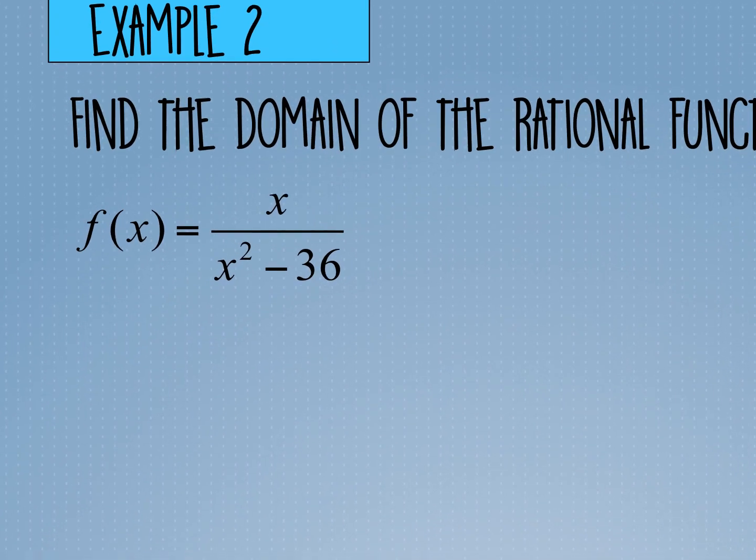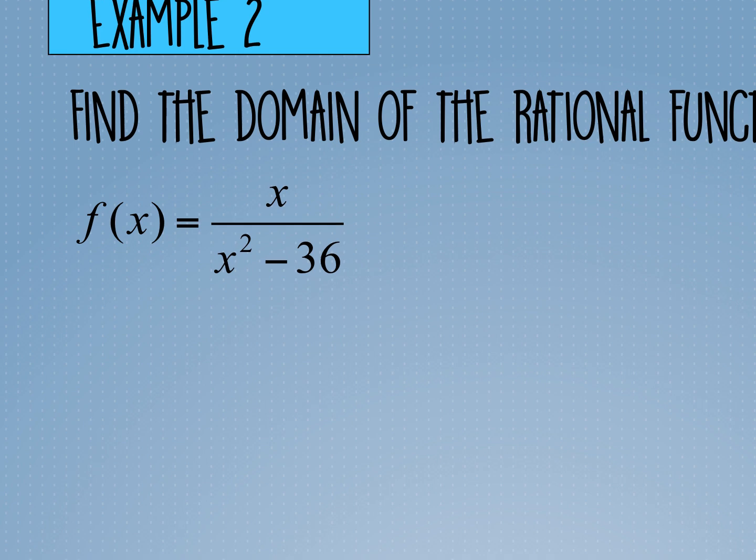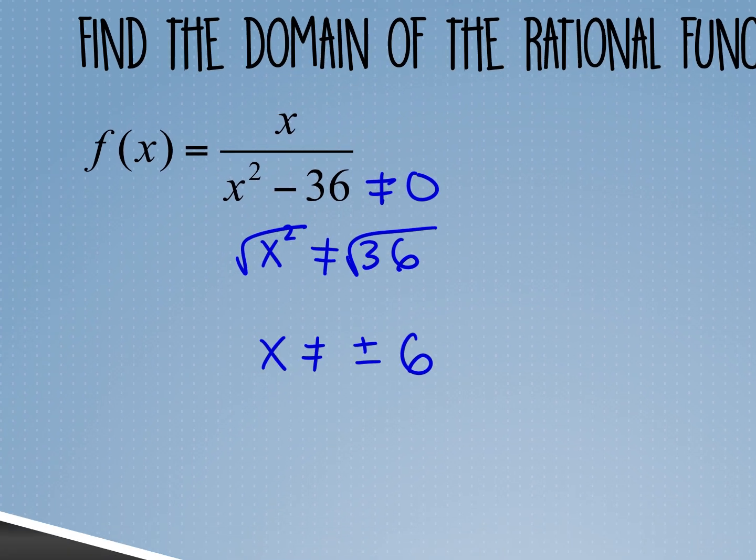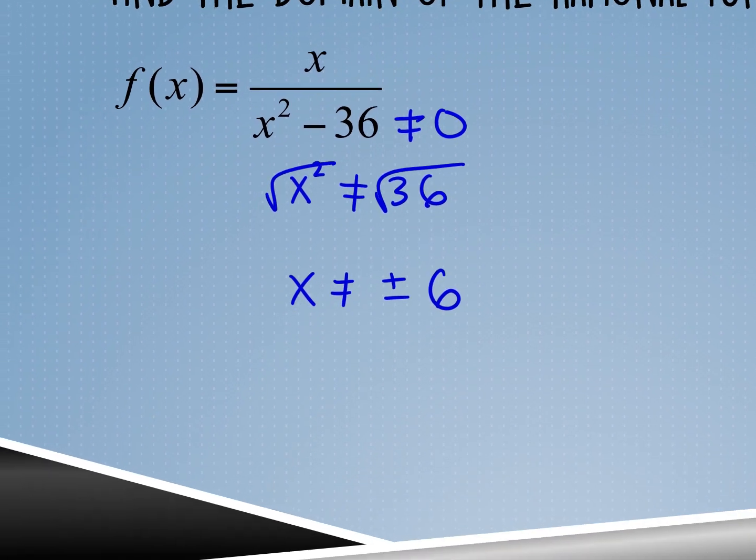All right, so let's look at example 2. All right, so how do I find the domain? Set the denominator not equal to 0. So I would solve for x. If x² does not equal 36, what do I do next? Square root both sides. So what can x not equal? Plus or minus 6. So how would I write that as an interval? In interval notation.